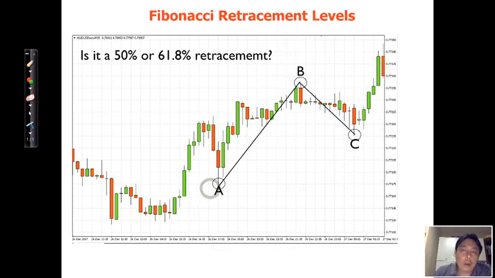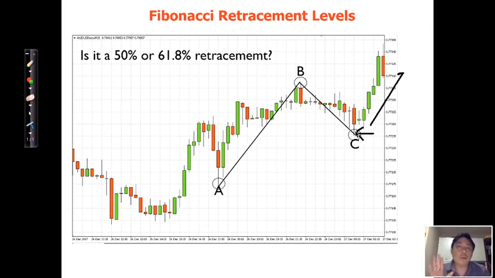Okay. So the question is, at this point of time at C, would you be confident to buy this currency pair at C, anticipating that the price would then start the impulsive wave? How would you know that C is the end of the correction? How would you know, right? So again, that's how we use Fibonacci retracements.